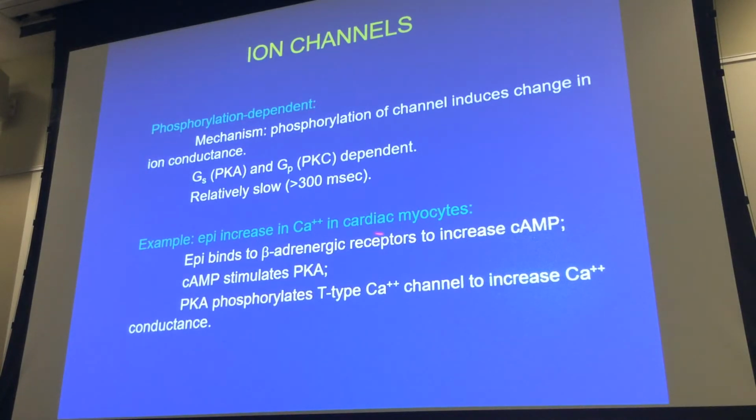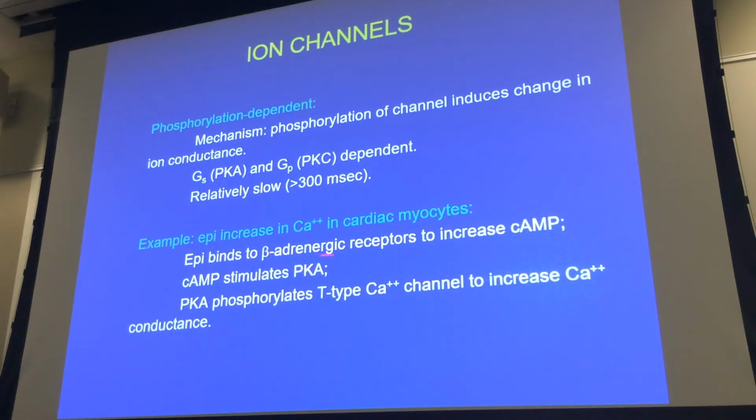Here's a great example of how this works in the heart. So you know that epinephrine, or norepinephrine, stimulates heart rate, stimulates contraction of heart muscle. It does this by increasing calcium influx into the muscle cell. Calcium is required for muscle contraction. You should know that. Hopefully you do. So here's how this works.